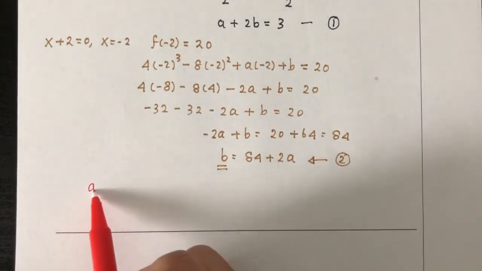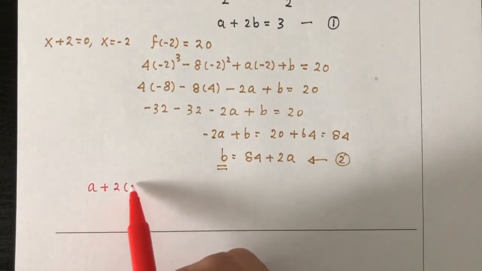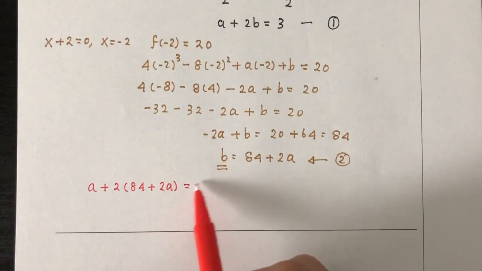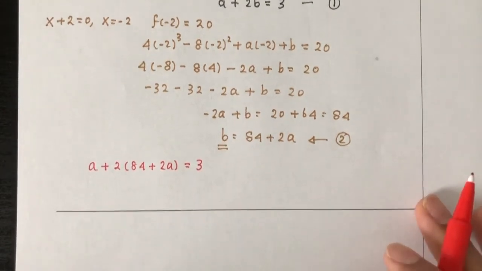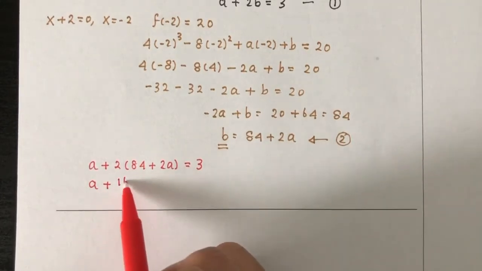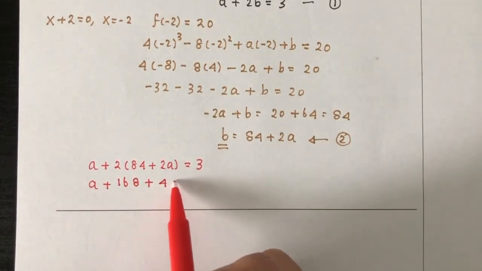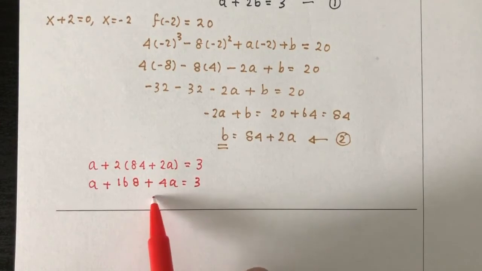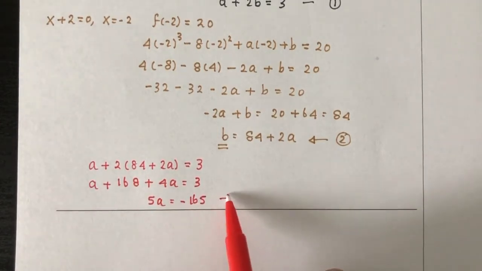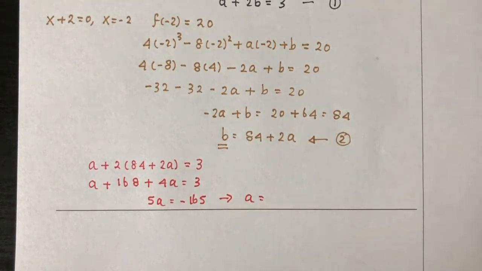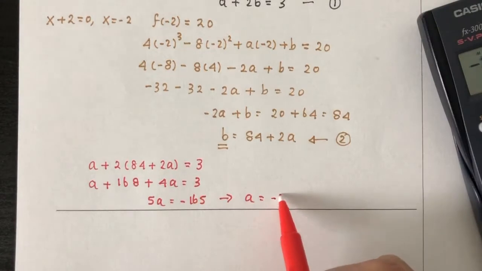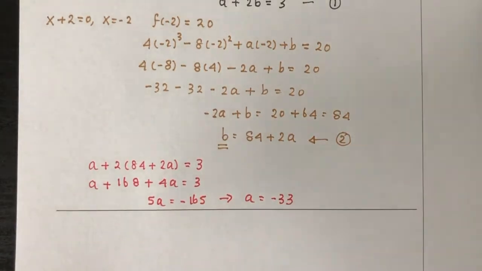So here we have a plus 2 times b is equal to 3. Now let's see, what do we have? We have a plus 168 plus 4a equal to 3. So 5a is equal to minus 165. From this you will have a is equal to what? Minus 33. That is your value for a.